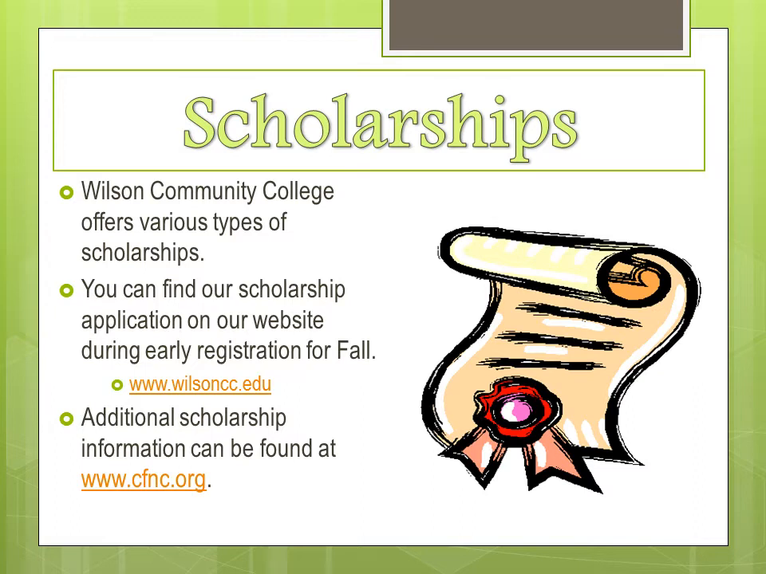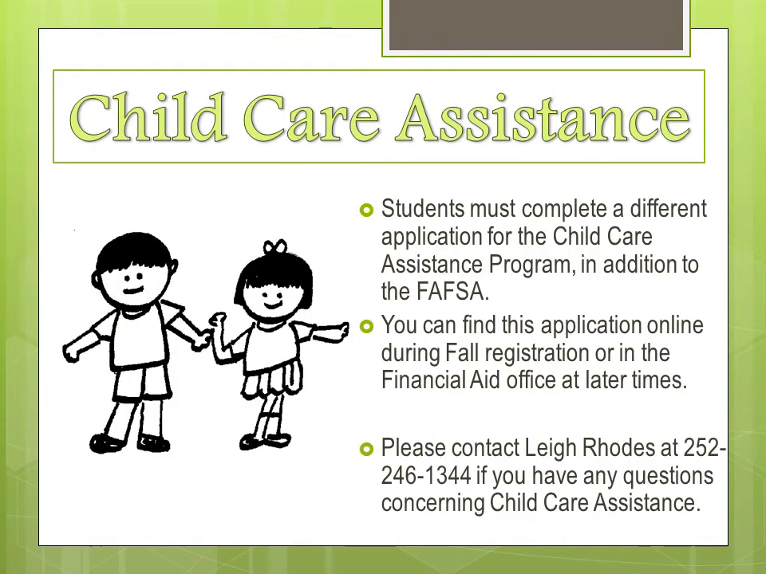Scholarships. Wilson Community College offers a variety of scholarships every year, and the bulk of our scholarships are awarded in fall semester for the year. We post our scholarship application on our website, usually late July and during registration for fall semester. Also, additional scholarship information can be found at the cfnc.org website. And throughout the year, we post scholarship information on our website as we get that information.